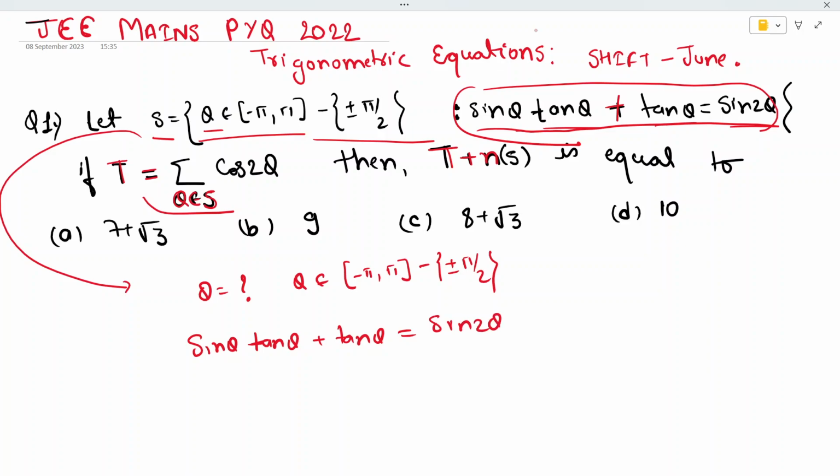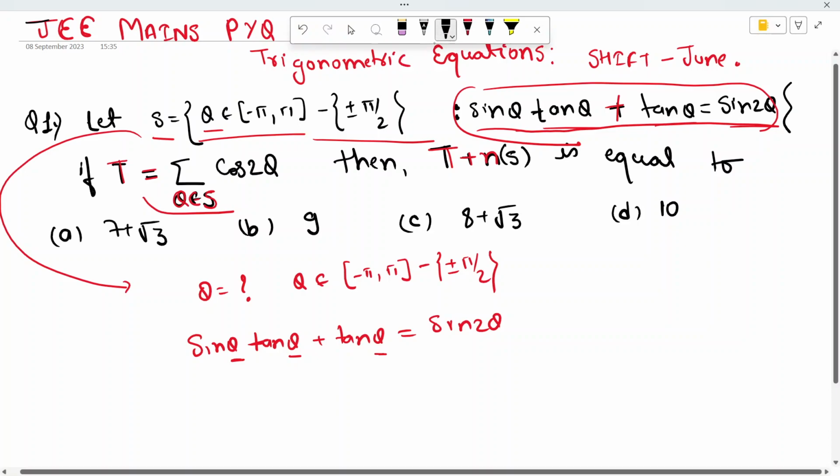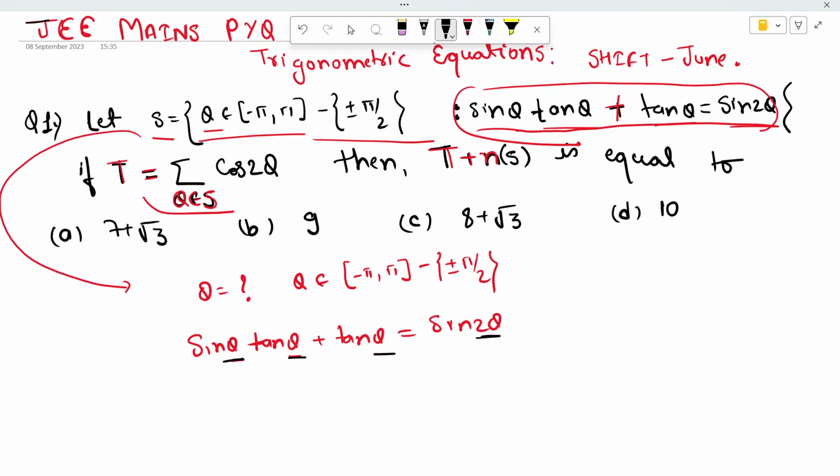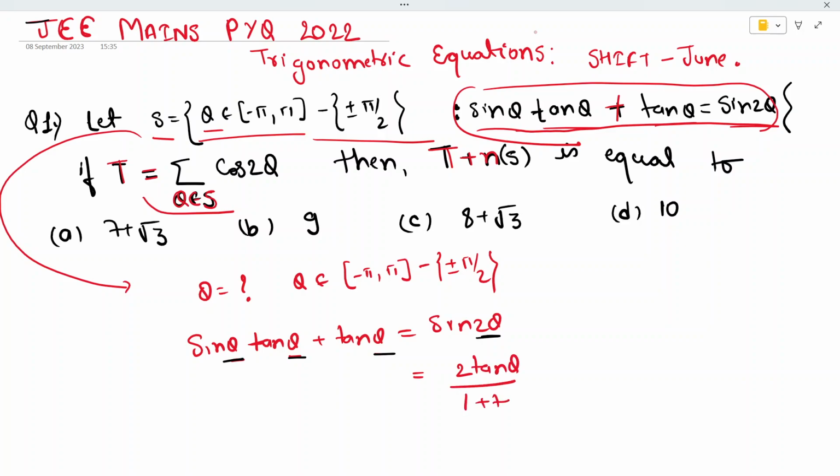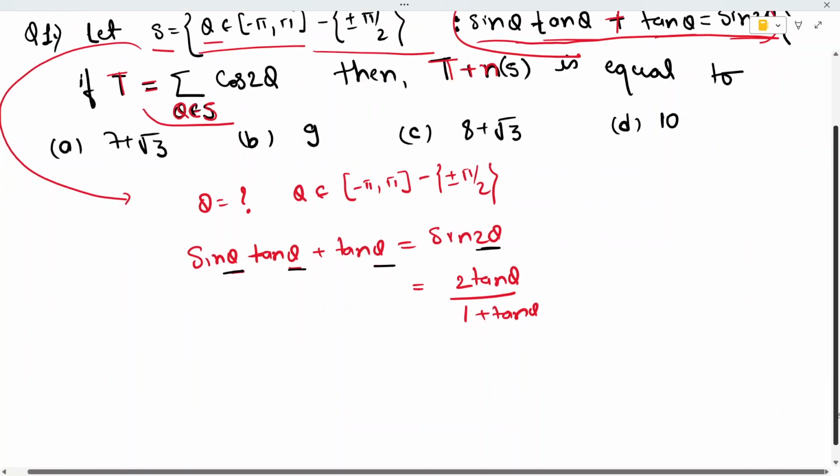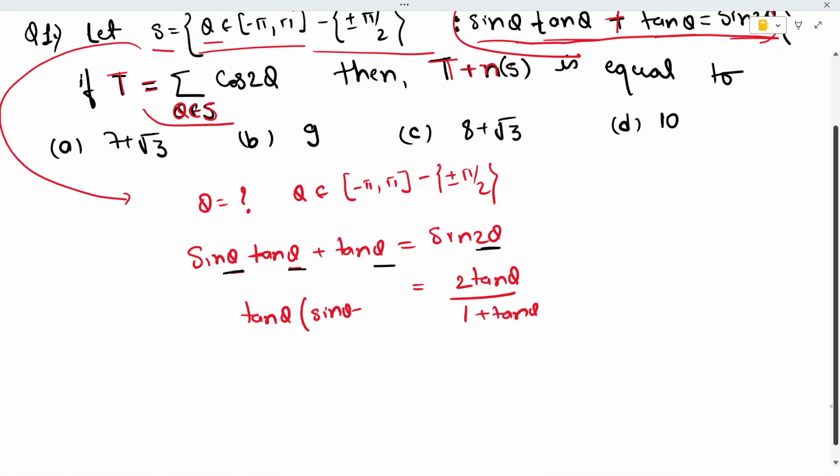Whenever you see sin theta tan theta given, here the argument is theta, but here the argument is 2 theta. So whenever you have to find theta, you first have to make the argument the same. We know that sin 2 theta in terms of tan theta is 2 tan theta over 1 plus tan square theta. Now we can take tan theta common from here, then what is this? sin theta plus 1.